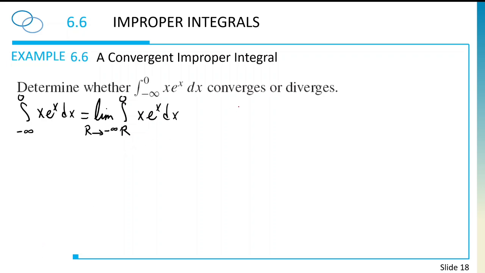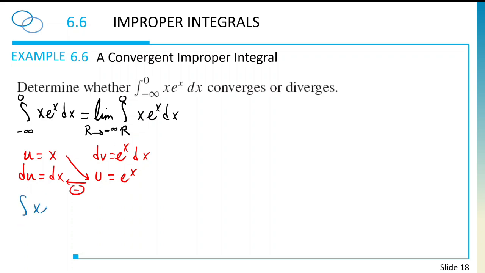I need to use u as x, and I need dv to be the exponential function, e to the x dx, so du is basically dx, and v, the integration, is equal to the exponential. We'll multiply these two minus the integration of these two. So what I have here is, always try to calculate the indefinite integrals separately, just prepare it.